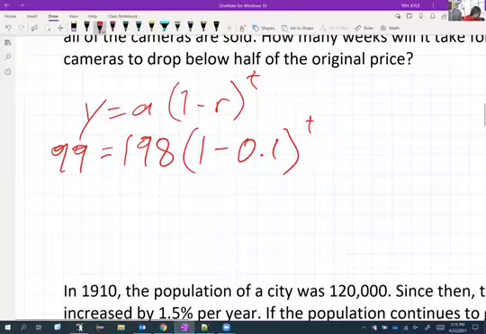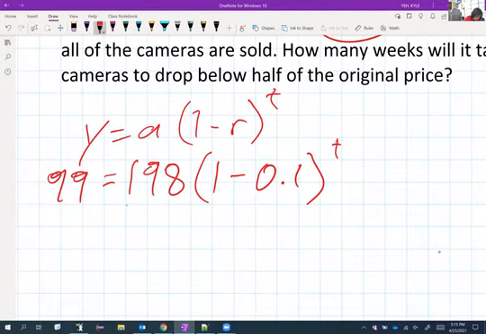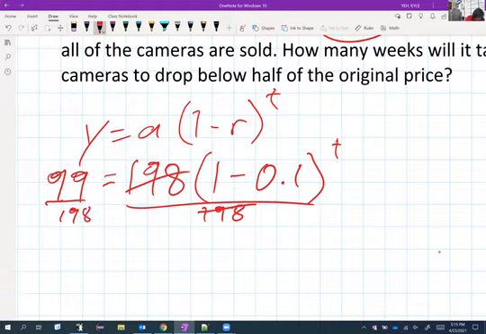So I've got my equation all written out. Let's solve. Divide by 198. And that comes out to be 1/2. I just did that on a calculator, equals, I hope you're okay with me writing 0.9 to the t-th power, 1 minus 0.1.